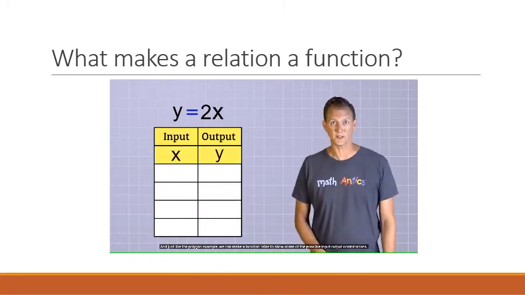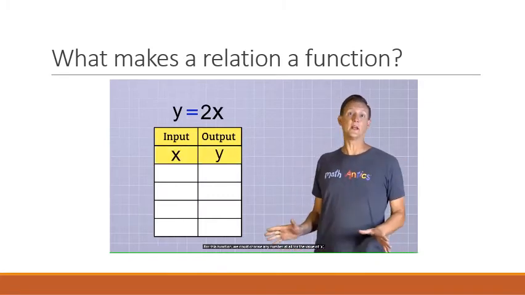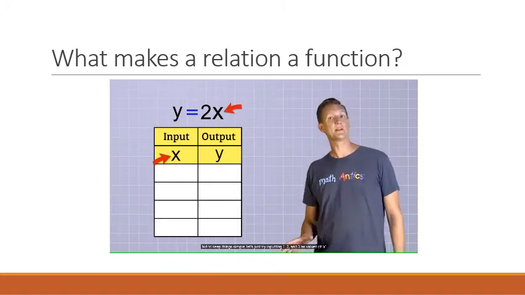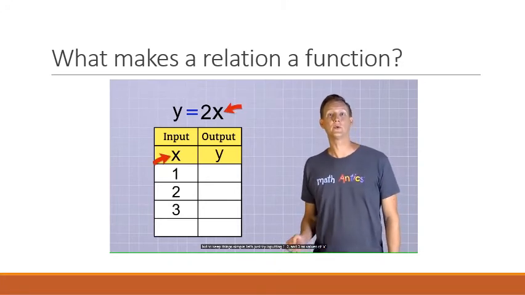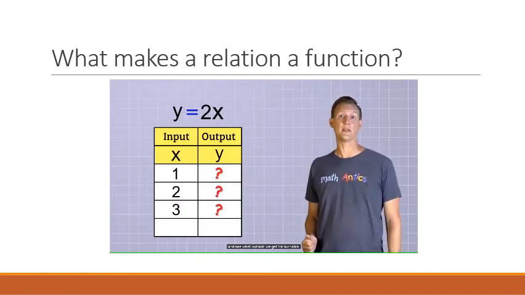And just like the polygon example, we can make a function table to show some of the possible input-output combinations. For this function, we could choose any number at all for the value of x. But to keep things simple, let's just try inputting 1, 2, and 3 as values of x and see what outputs we get for our table.